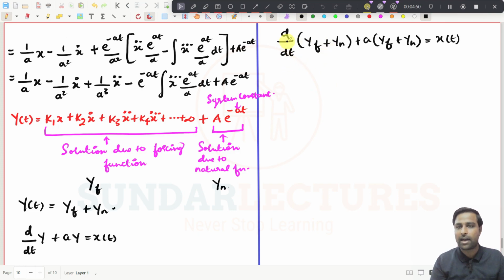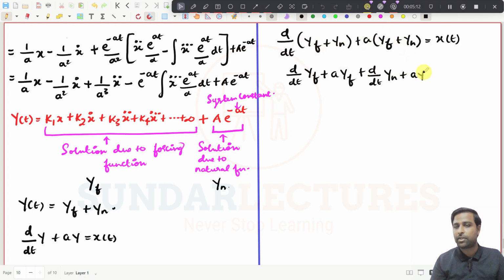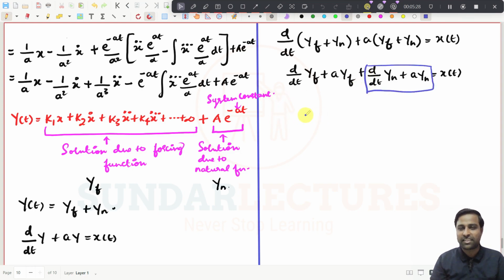So I will write it down as d by dt of yf plus a into yf, plus d by dt of yn plus a into yn, and that should be equal to x of t. Just be with me because this is very important. I am just going to take only this part. It will be very interesting.